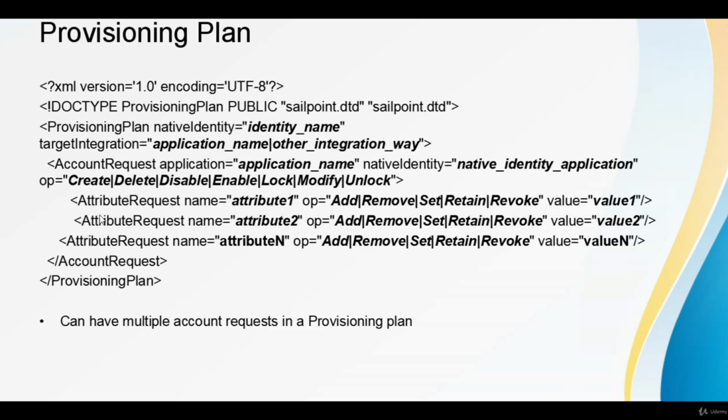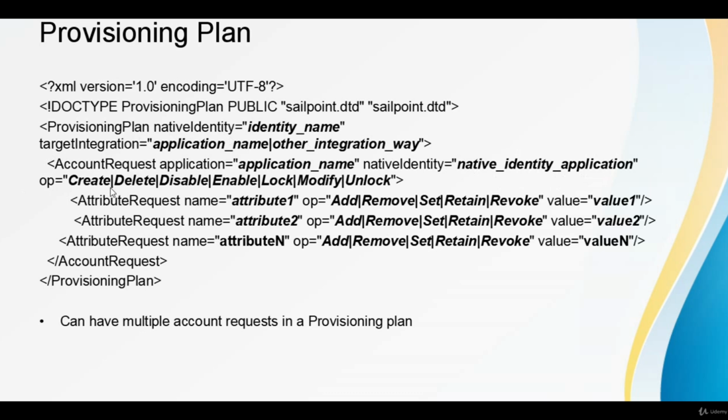Similarly, we can have multiple attributes, and there's no limit on attributes, as long as they are things you want to pass to the target application. So this is how a provisioning plan looks. In the provisioning plan object, we have to pass a native identity at the provisioning plan object level. Then we have to pass the account request. We have to pass for which application we want to do the modification, and for that application what is the native identity of the account that we want to modify, what will be the operation on the account.